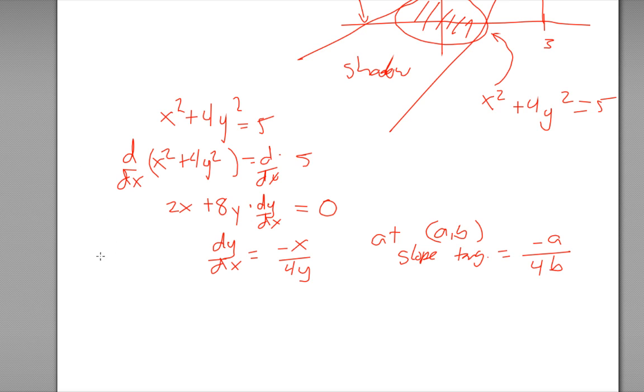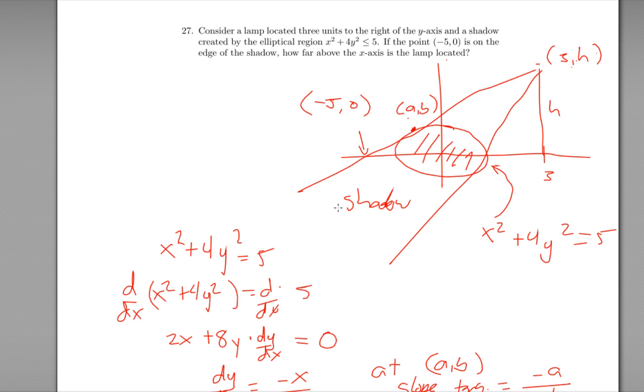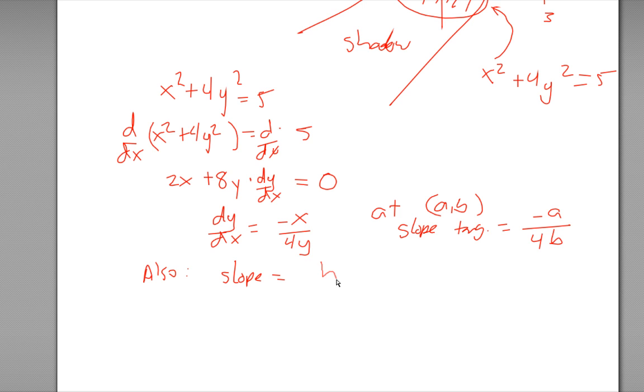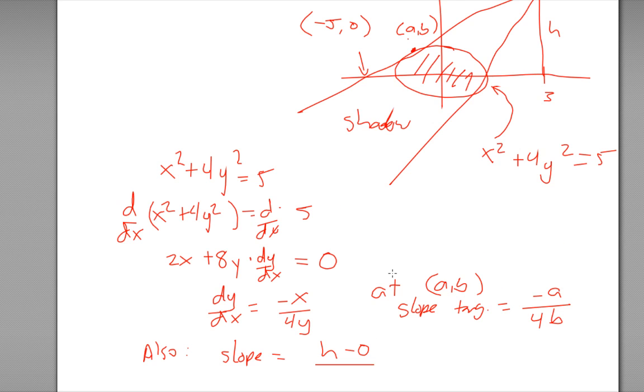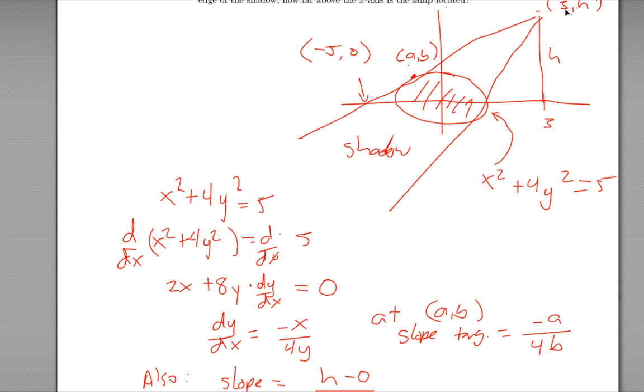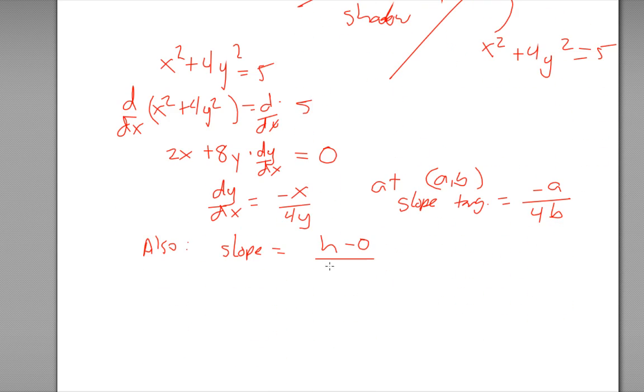So the slope is equal to rise over run, so h minus 0 divided by 3 minus -5. So this is h over 8. Okay, so we know that the slope of the tangent line is h over 8. And we also happen to know that the slope of the tangent line is supposed to be negative a over 4b.